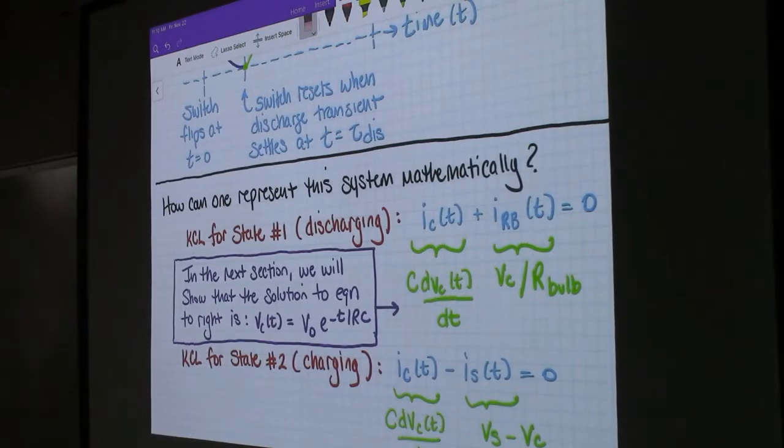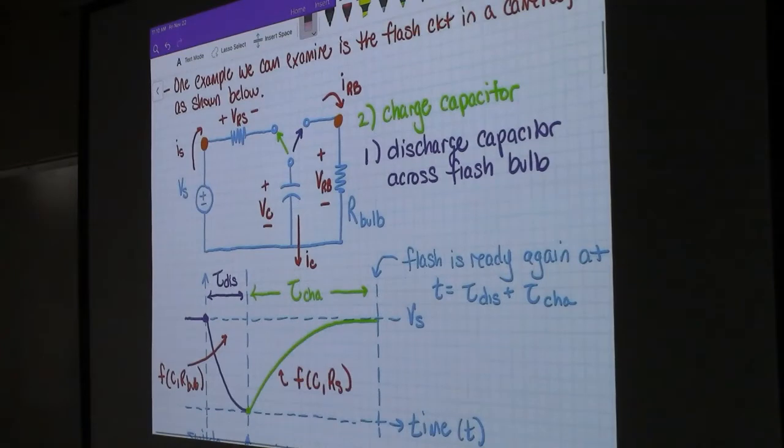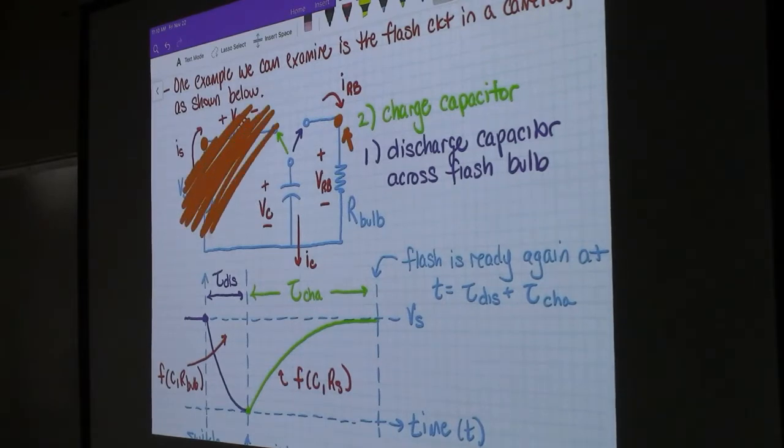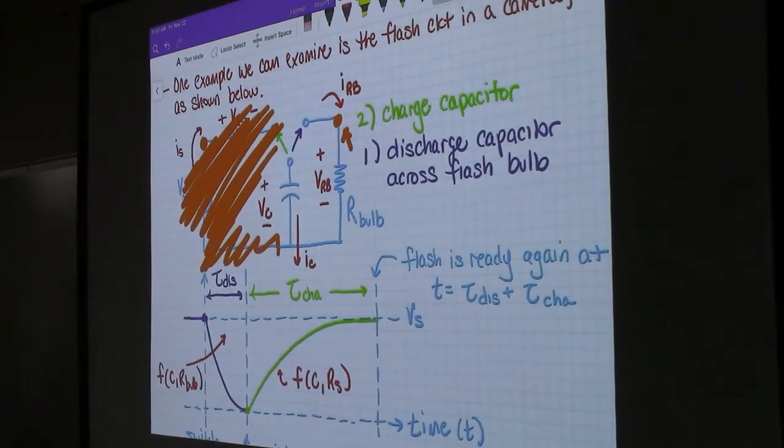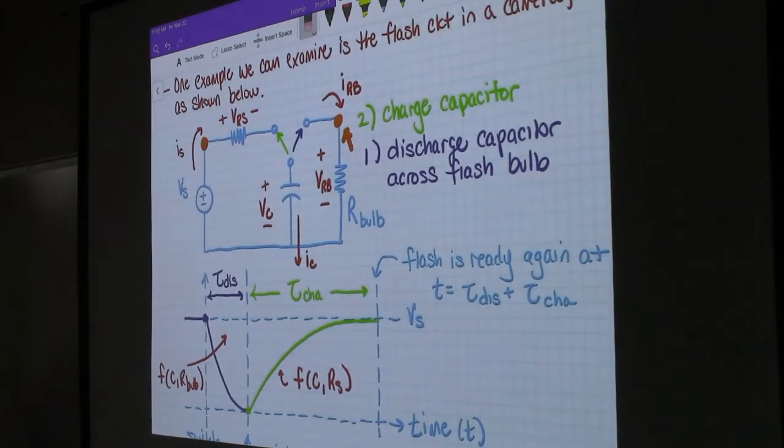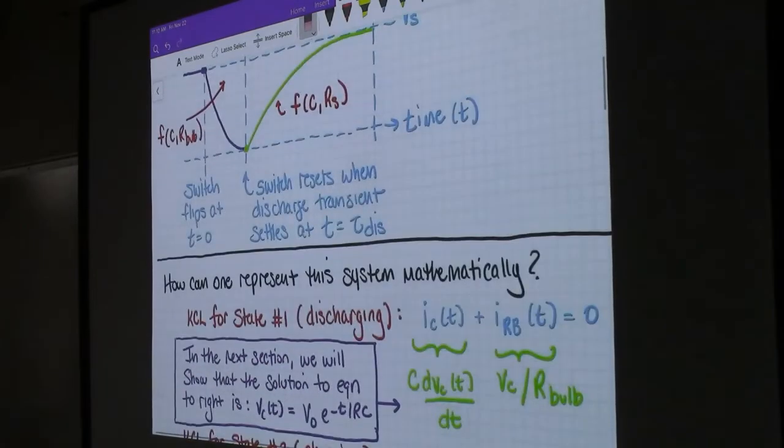We're going to use the same equations that we have from the beginning of this class. We're going to apply KCL for state number 1, which is the purple, at that node right there. One thing to be aware of is that when we're in state 1, none of this over here matters because the green path doesn't exist. So it's an open loop, so it's just non-existent. So when we apply KCL at that node, what we see is that IC plus IRB equals 0. And that's what we have written here.